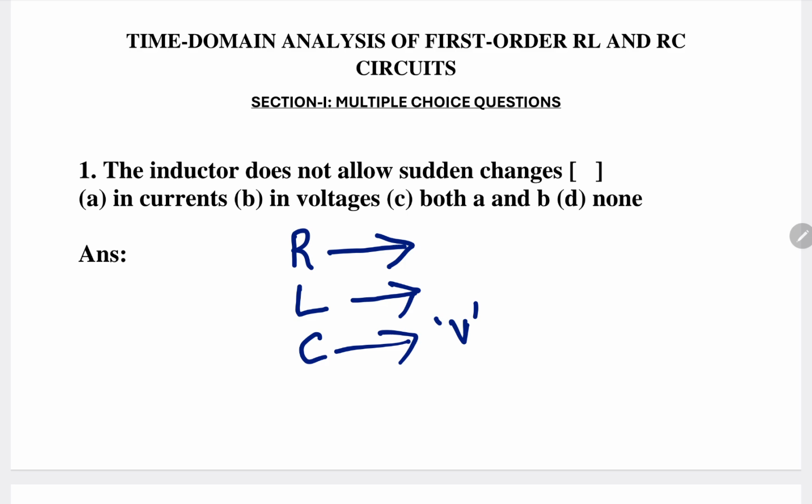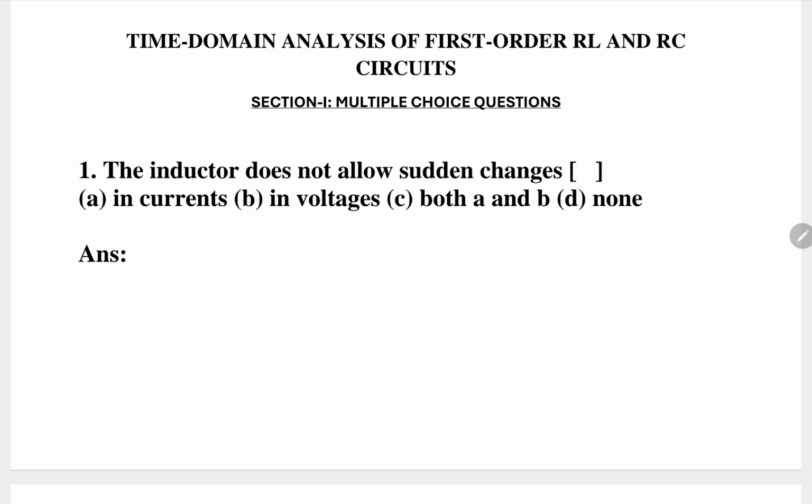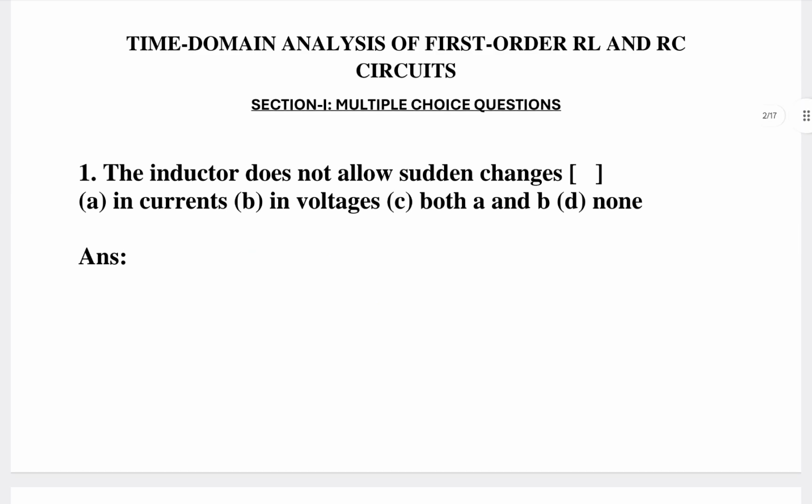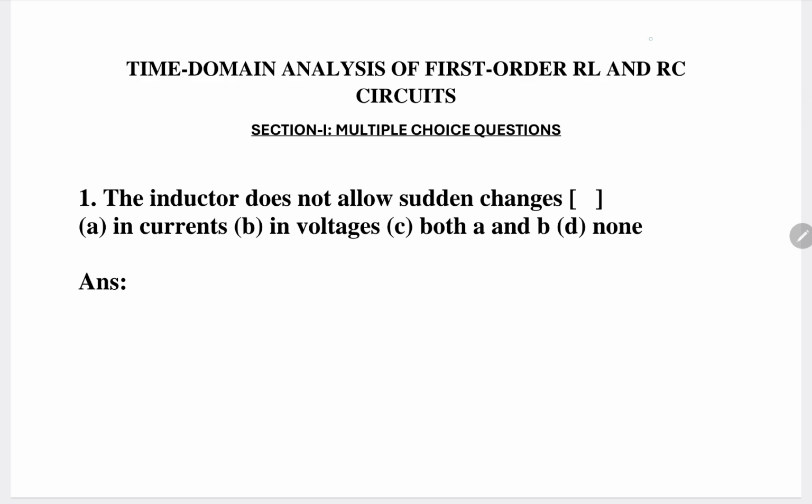Based on these properties, we'll discuss the initial conditions of resistor, inductor and capacitor. So what do you mean by initial conditions? At t equal to 0 plus, and at t equal to infinity. What is the meaning of this?